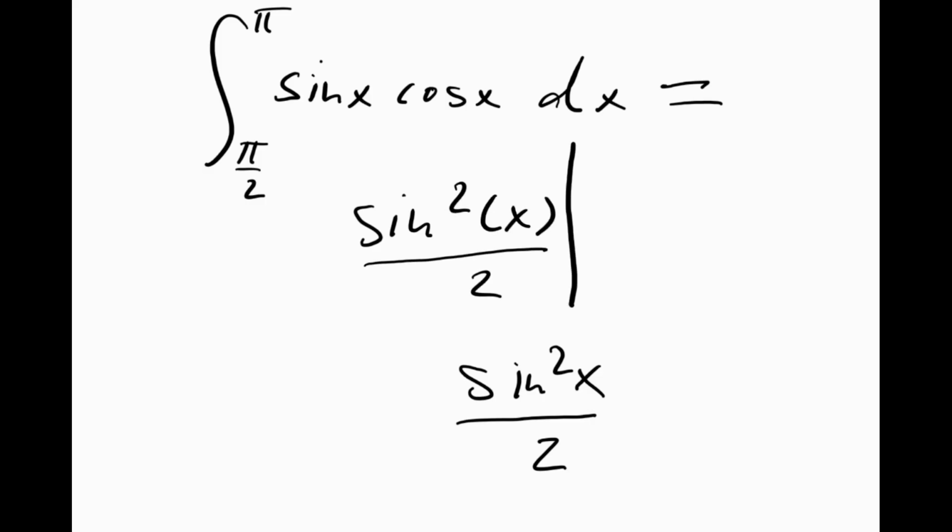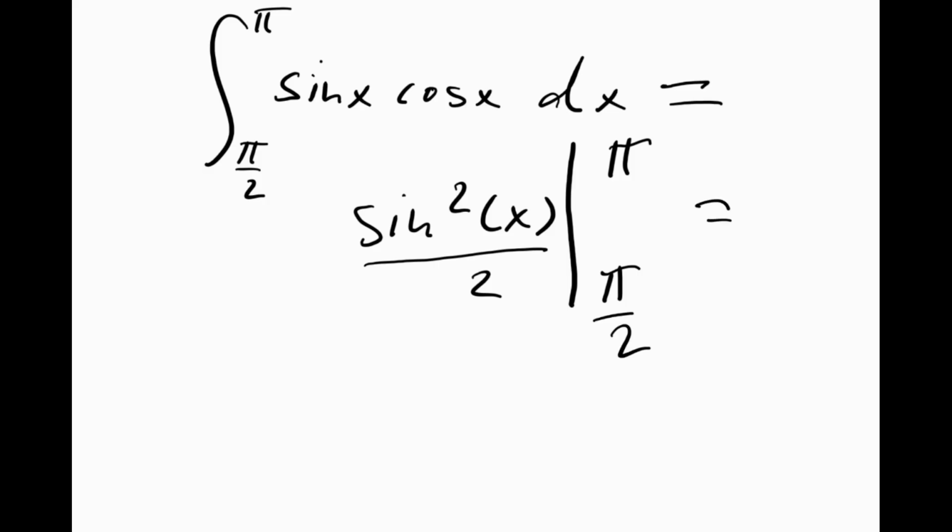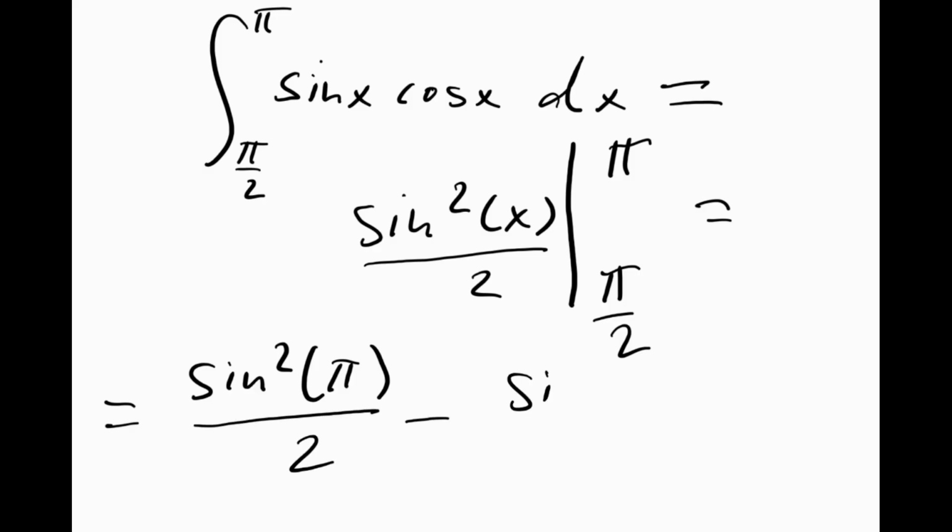And now, because it's a definite integral, all it means is we evaluate it at the upper bound and subtract the value evaluated at the lower bound. So it goes from pi over 2 to pi. So that is sine squared of pi over 2 minus sine squared of pi over 2, over 2.